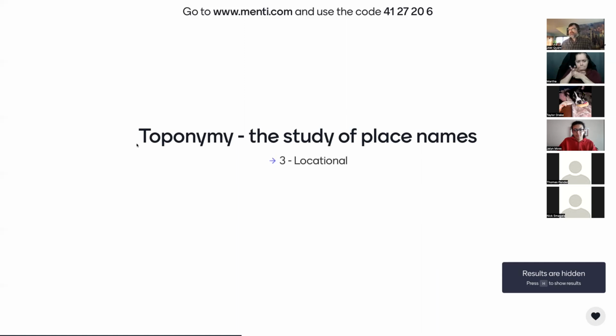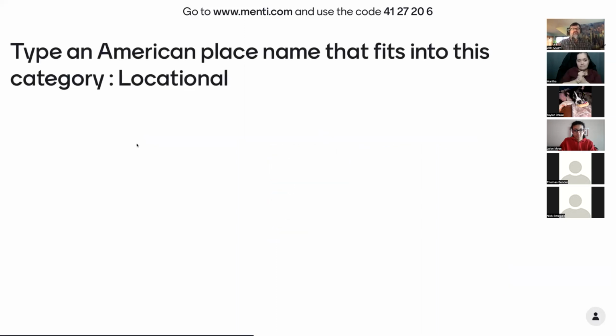All right, category number 3 is locational. In the place name itself, we need to see north or south or east or west. The word is in the place name. Okay. So, could you now name a place in America that fits this category, that has the word north or south or east or west in it? Type in an answer here.